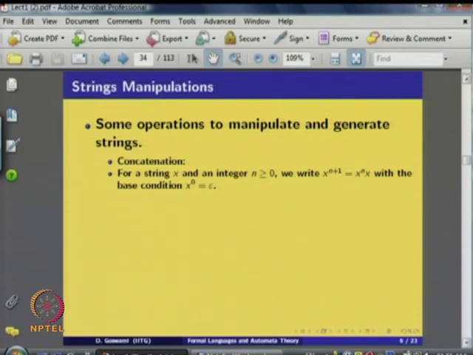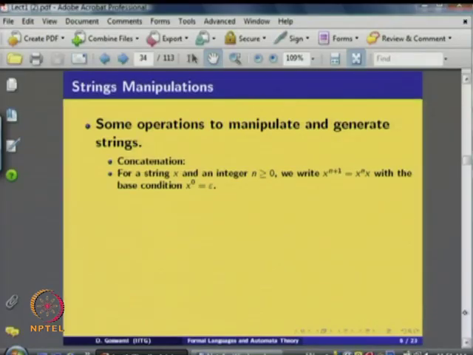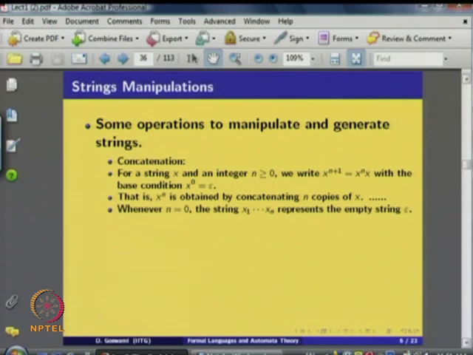For a string x and an integer n greater than or equal to 0, we write x to the power n plus 1 as x to the power n times x, with the base condition x to the power 0 equal to epsilon. That is, x to the power n is nothing but a string which is obtained by concatenating n copies of x. Whenever n equal to 0, it represents the empty string epsilon.